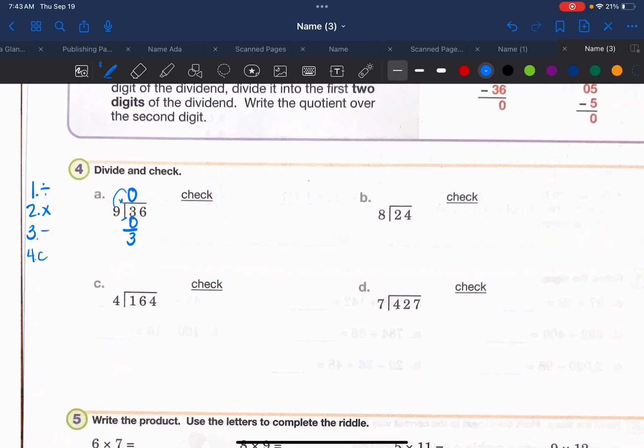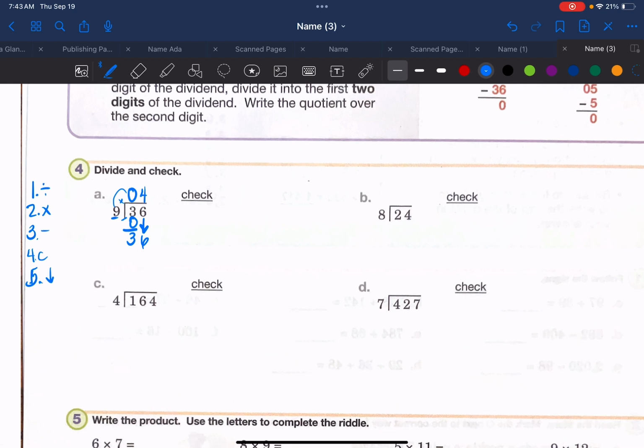Is 3 smaller than 9? Yes, it is. So I can keep going. I'll erase that mark so it's not confusing. Now for step 5, this is our new step. I need to bring down my next number because I do have another number. So now I'm going to skip count by 9s until I get to 36. So you have 9, 18, 27, 36.